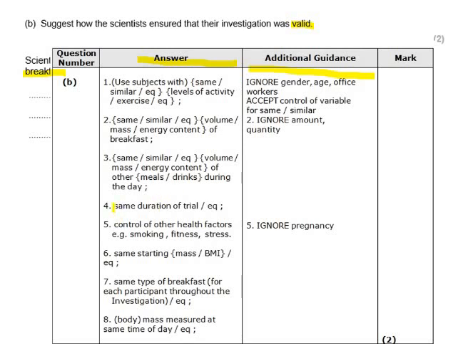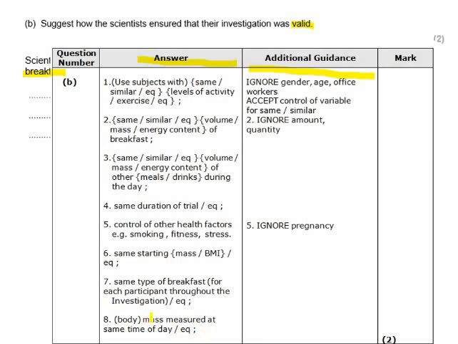You want to make sure the trial duration is the same for everyone. You want to control for any other health factors. Smoking can affect BMI, general fitness, stress can affect it, so those things should be kept as similar as possible. They should all have had the same starting mass or BMI. They should all be eating the same type of breakfast for the whole investigation, and their body mass should be measured at the same time of the day.